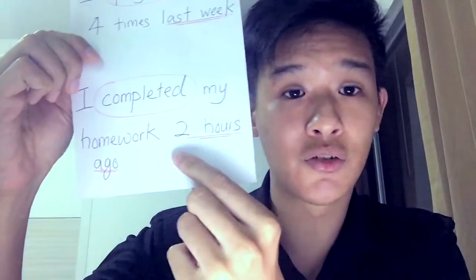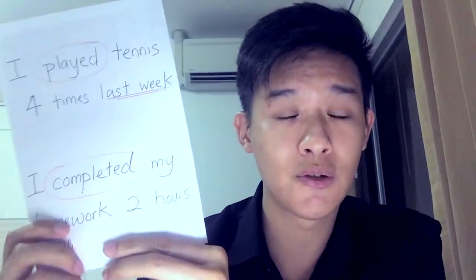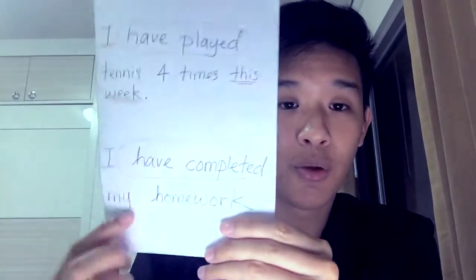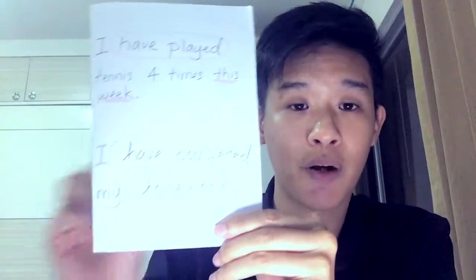But if you say, I have completed my homework 2 hours ago, you cannot use a present perfect tense on a past tense sentence. Okay? So, if you happen to see 2 hours ago, it's past. Okay? Past. You have to use past simple. But if you don't have any specific time in your sentence, you did not specify when, so you have to use present perfect. I have completed my homework. Full stop. Done. Okay?